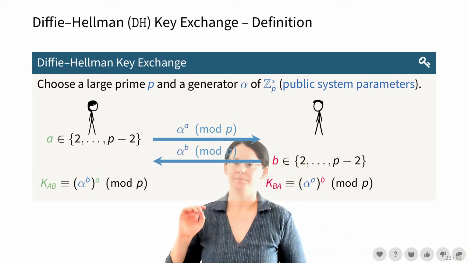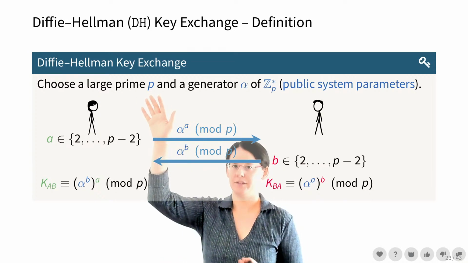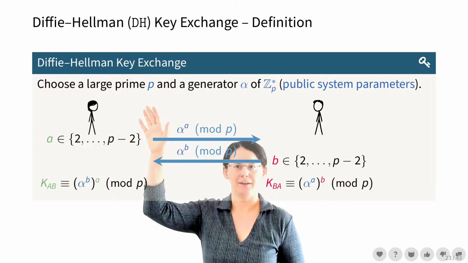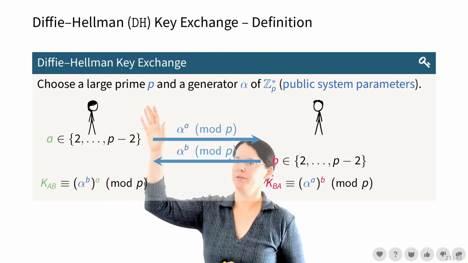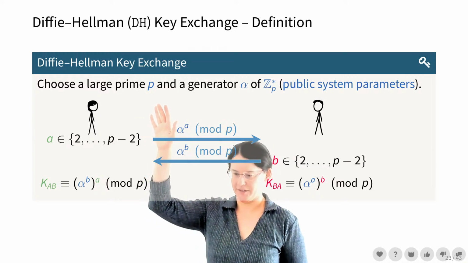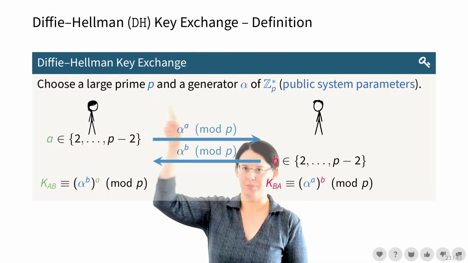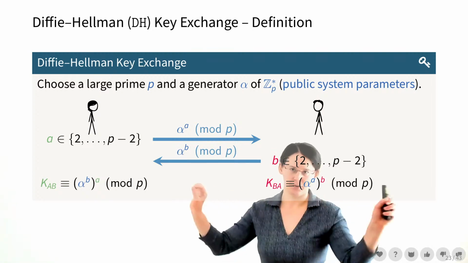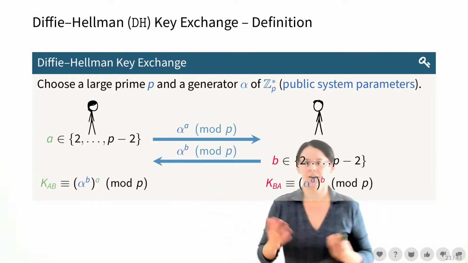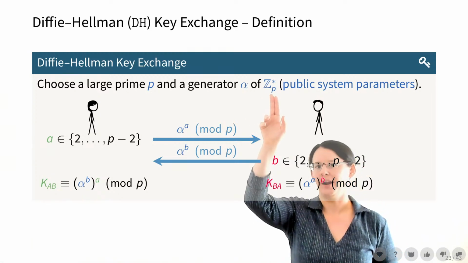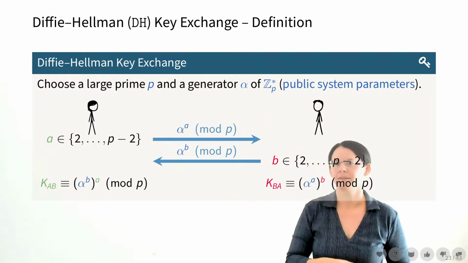So it's not anything that's specific for your particular communication, but for example, there is a standard by NIST which says, okay, if you want 128-bit security and this flavor of Diffie-Hellman, then use this prime and this generator, hard-coded, very long strings. Okay, so these are our system parameters. And the generator should be a generator of the multiplicative group modulo p.